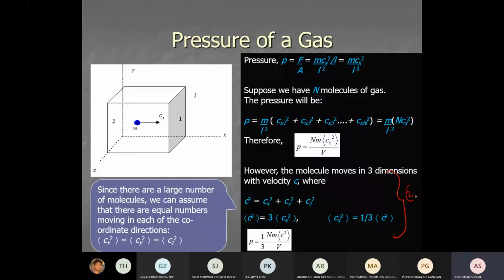I think it was 2 marks. They asked how you replace Cx squared with 1/3 c squared. One year it came on 2 or 3 marks. So what do you need to explain? You need to explain this entire thing. c squared equals Cx squared plus Cy squared plus Cz squared. This is like 1 mark. Because the pressure is the same in all directions, you have to give this statement for the 2nd mark. Cx, Cy, Cz are the same, so c squared is 3Cx squared. Then you can show this.